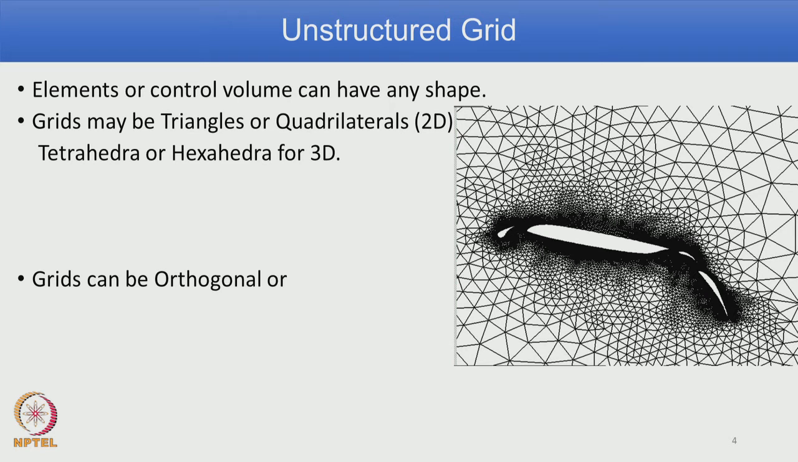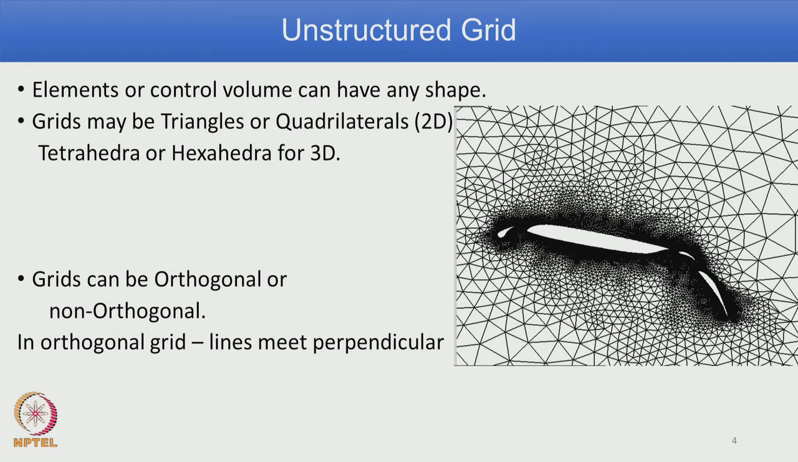In general, grids can be orthogonal or non-orthogonal. In the case of an orthogonal grid, the lines meet perpendicularly. In the case of a non-orthogonal grid, they do not meet at right angles.